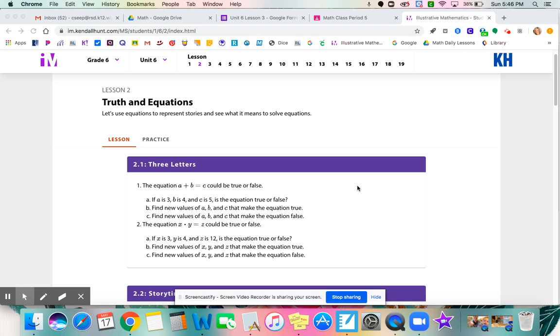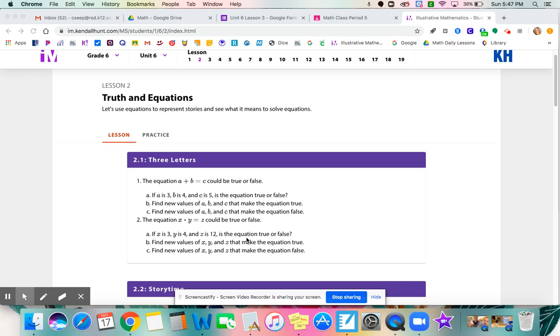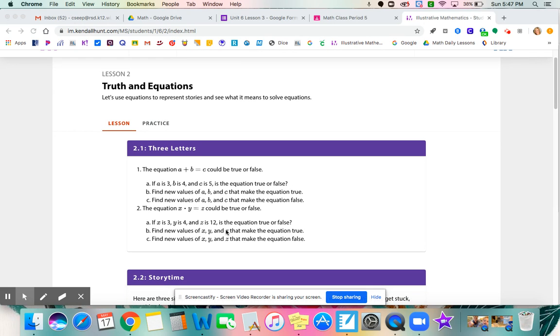Hello, we are moving on to Unit 6, Lesson 2. We're going to continue our work with equations. And I liked this first problem. So I'm going to read it to you, and then I'll be telling you to pause to try to think about it, how you would answer it.